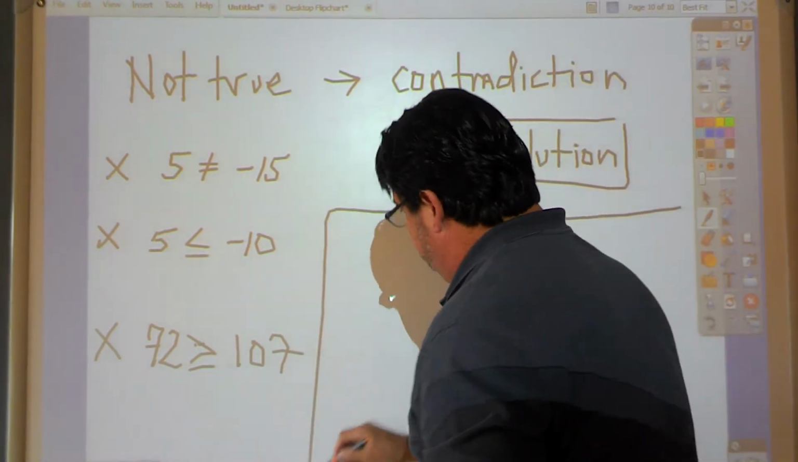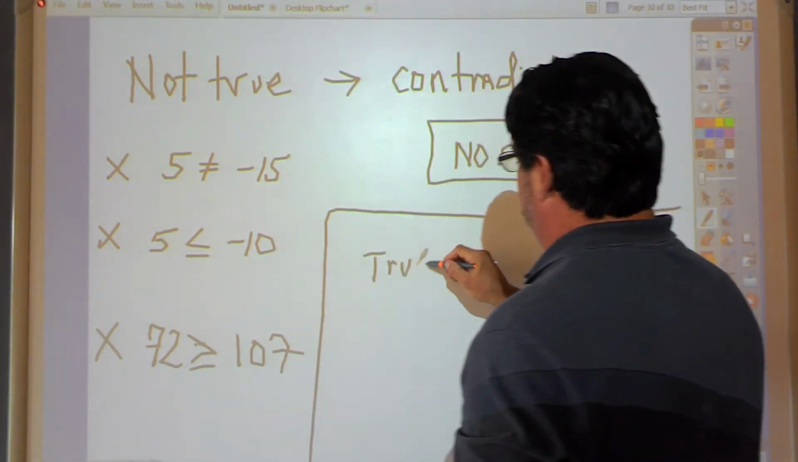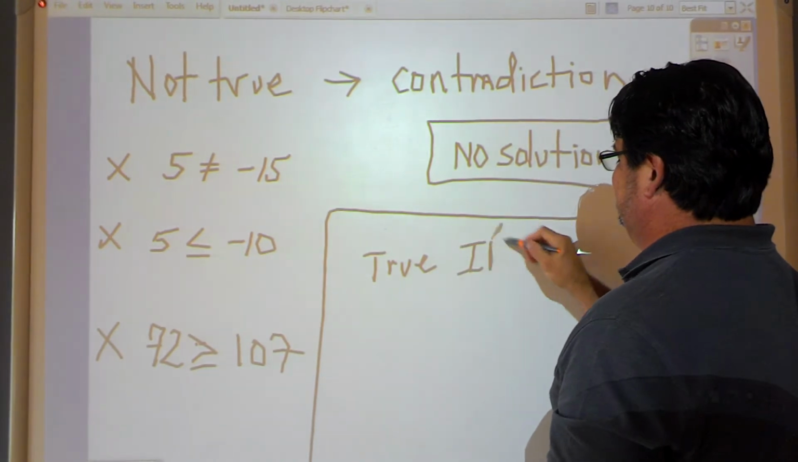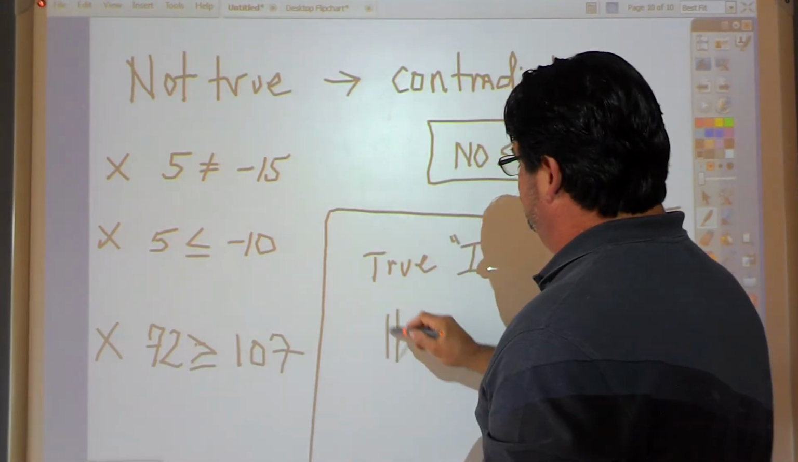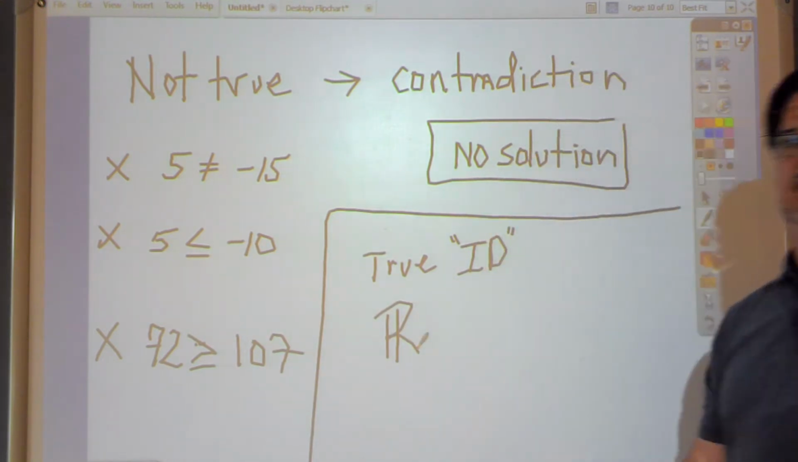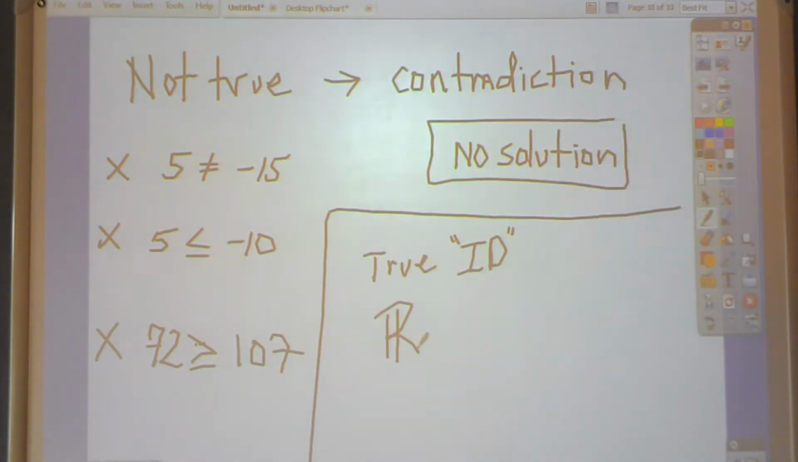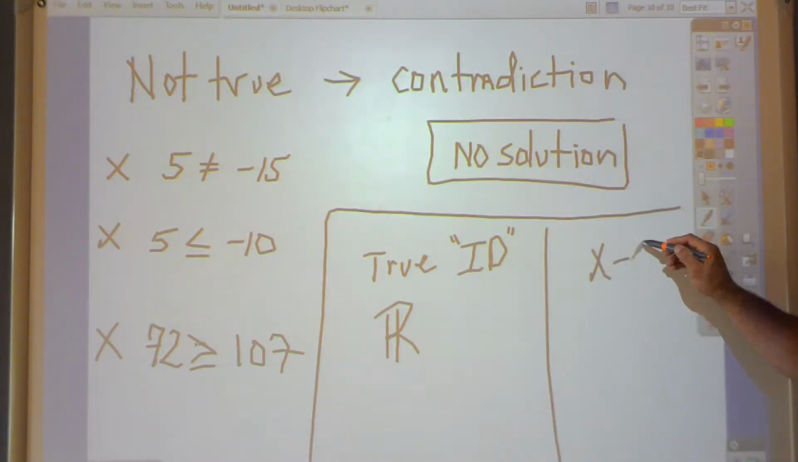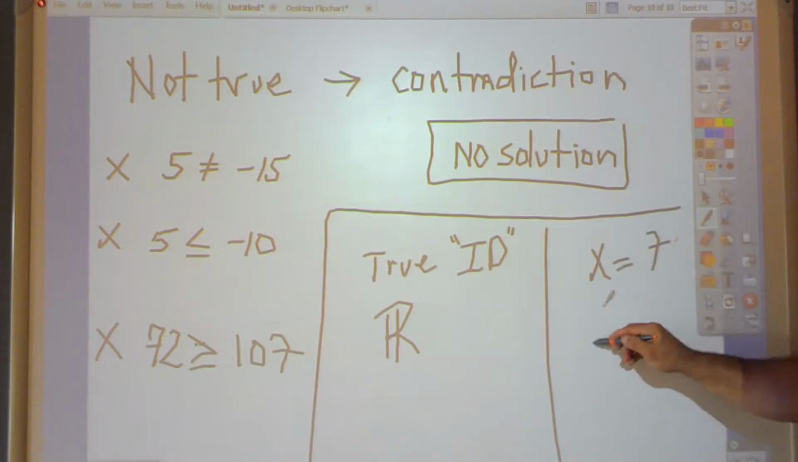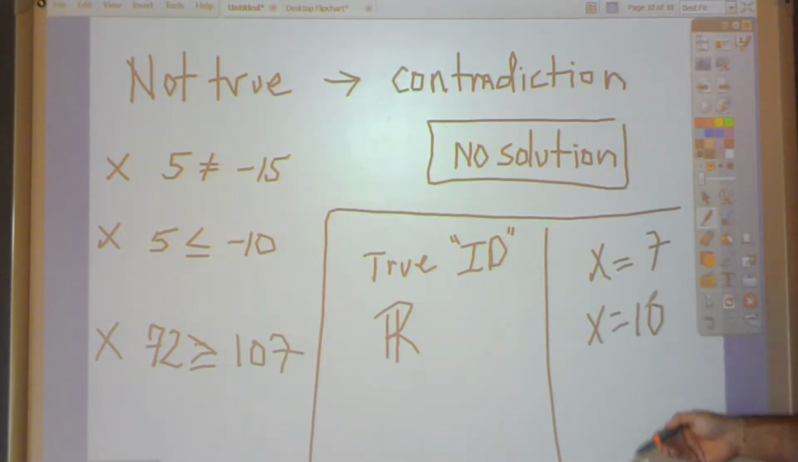And the other two, if you get something true, that's what we call an identity. And that means all real numbers, meaning it has infinite solutions. And the other one besides that is x is equal to 7, x is equal to 10, and that's the solution, and you can graph that.